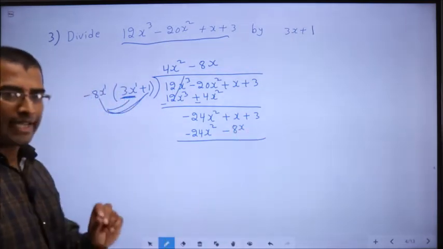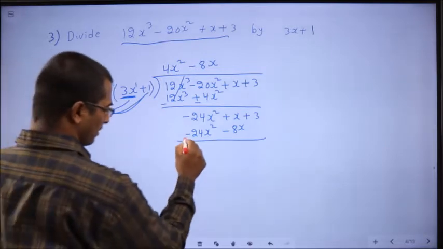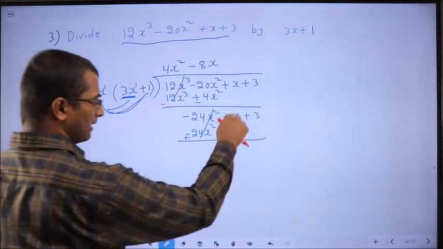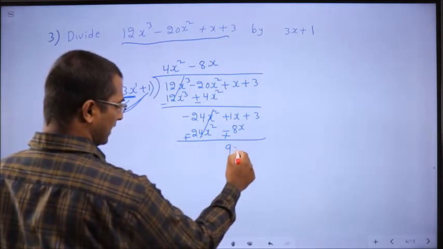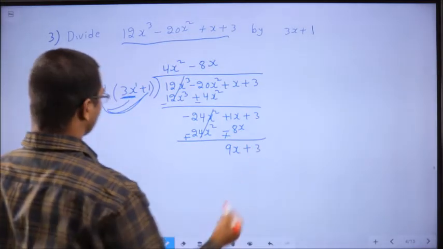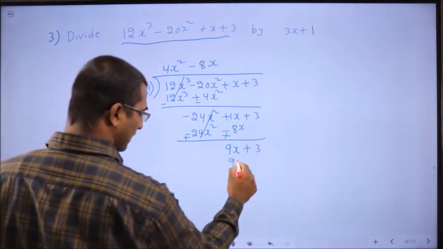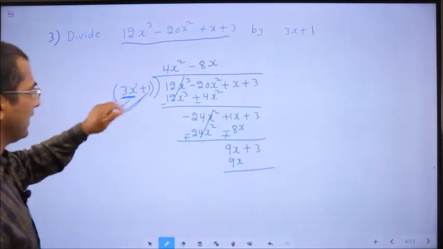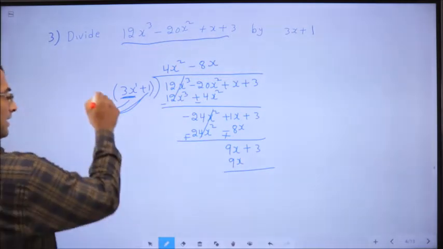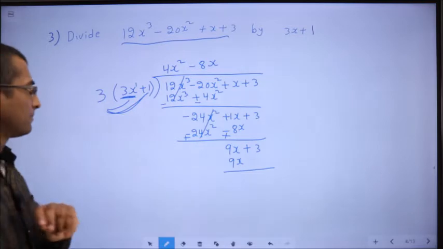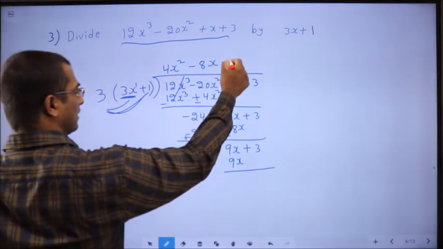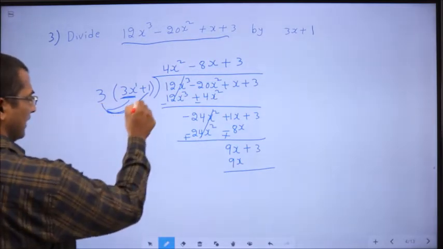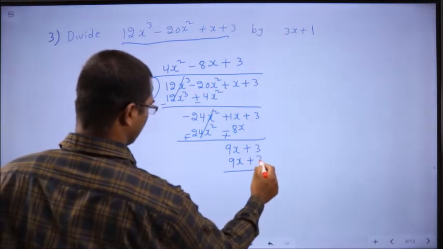Next, change the sign. So this becomes plus, this also becomes plus. Here it cancel out. Here plus 1x plus 8x is 9x. And here plus 3. Now below 9x, I should get 9x only. Only then I can cancel out. Here I have 3x. For me to get 9x, this needs to be multiplied with only 3. So this is our next term of the quotient, 3. So 3 into 3x will give me 9x. 3 into plus 3 will give me plus 3.